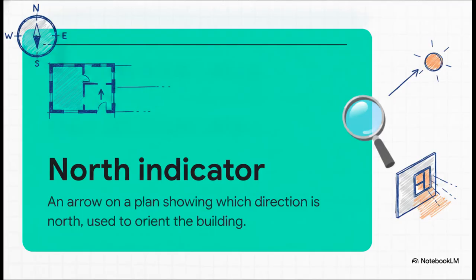But wait, before we even think about measuring a single wall or moving a piece of furniture, we have to look for the north indicator. This is usually just an arrow pointing north somewhere on the page. We use it as our ultimate compass to orient the building in reality. It tells us exactly how the structure sits on its physical site, and that is absolutely crucial if you want to figure out which of your windows are actually going to catch that nice morning sunlight.